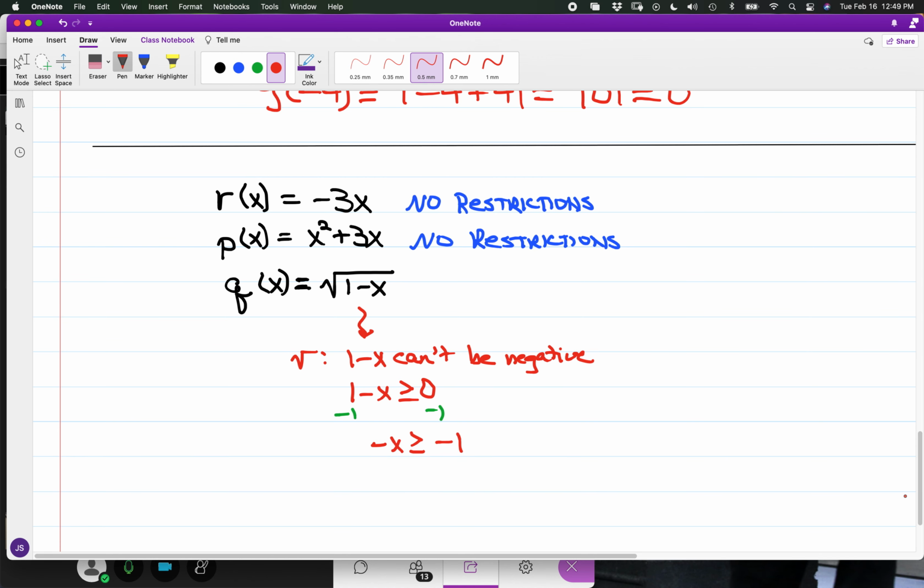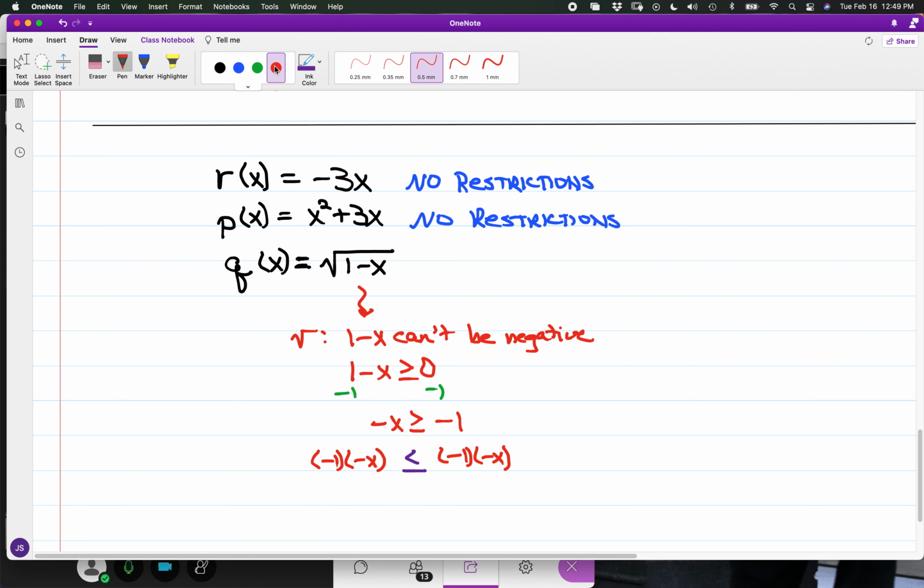But upon multiplying or dividing by negative 1, the direction of the inequality changes. And so we have that x is less than or equal to 1, since negative 1 times negative 1 is positive. So the defining inequality is x is less than or equal to 1.